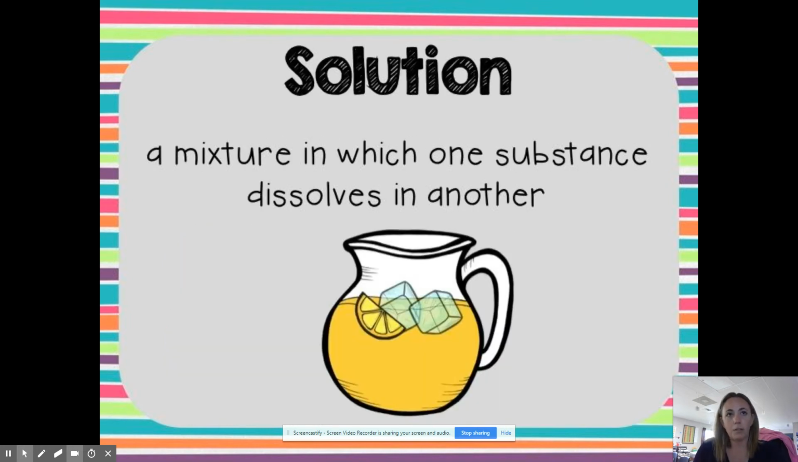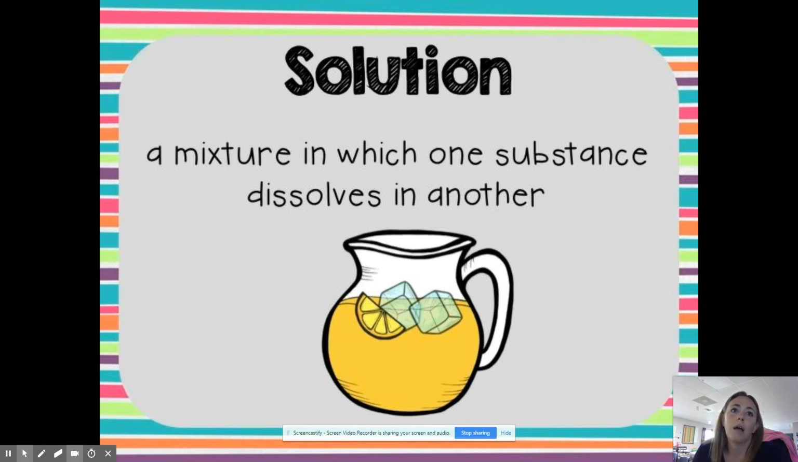All right, the next word is solution, and that's a mixture in which one substance dissolves in another. So you're going to write, let's see, a mixture in which one substance dissolves in another. Okay, and there's a good example right there, lemonade with ice.